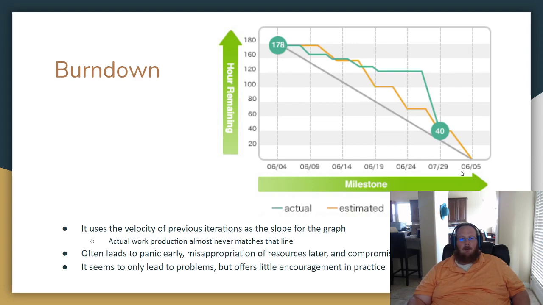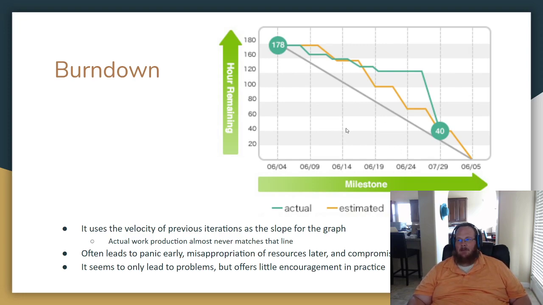It says, okay, based off of the velocity of the team and the projection and estimation of the cost of this piece of work, of this product or feature, here is basically how we expect progress to go, all things being equal. All things aren't equal. They almost are never equal.